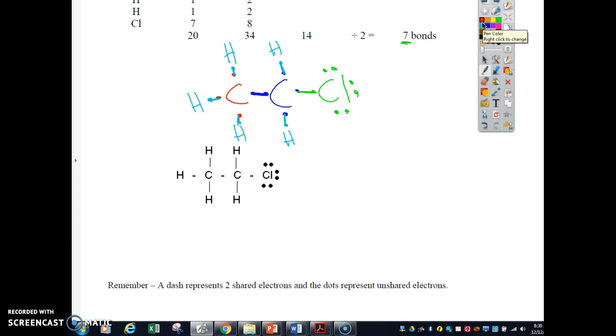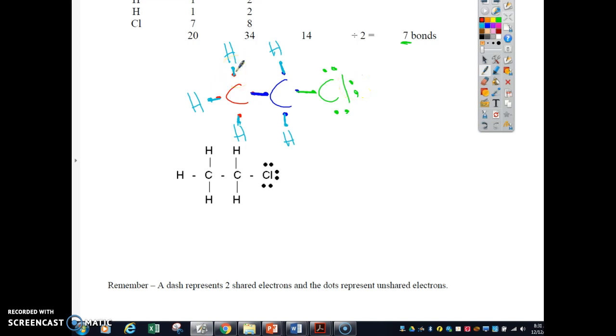How many bonds these things make. We said carbon is going to have a tendency to make 4 bonds. So when you look at this left carbon here, it has 1, 2, 3, 4 bonds. This carbon on the right has 1, 2, 3, 4 bonds. The chlorine has 1 bond, and it has these 3 unshared pair of electrons. Hydrogens will only ever make 1 bond.